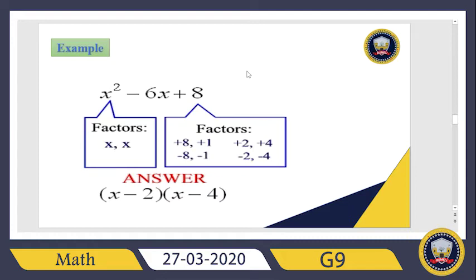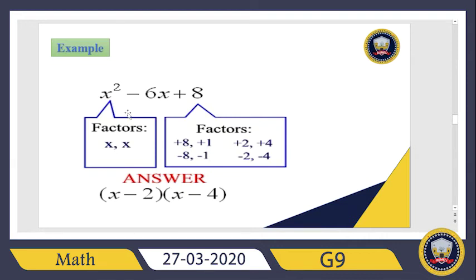Write down all the factors of 8. So what are the factors of 8? What are the two numbers that, if I multiply them together, give me 8? Starting from 1: 1 times 8, 2 times 4. Do I have any other numbers that, if I multiply them together, the answer is 8? I don't think so.